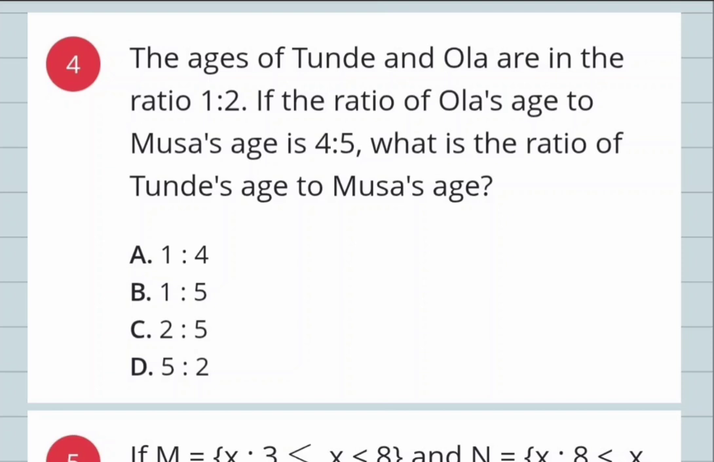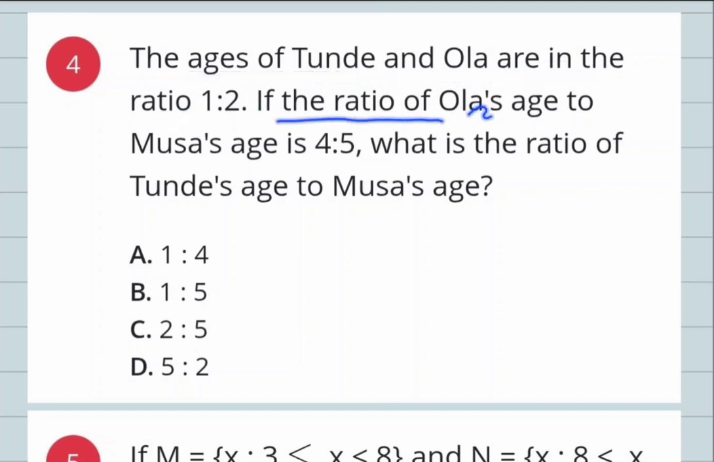This is the continuation of the solution of 2017 Maths WAEC questions. The objective part, this is question number 4 to question number 11. If you have not seen the previous video where we started with it, kindly go and check the previous video. The question says that the ages of Tunde and Ola are in the ratio of 1 to 2.